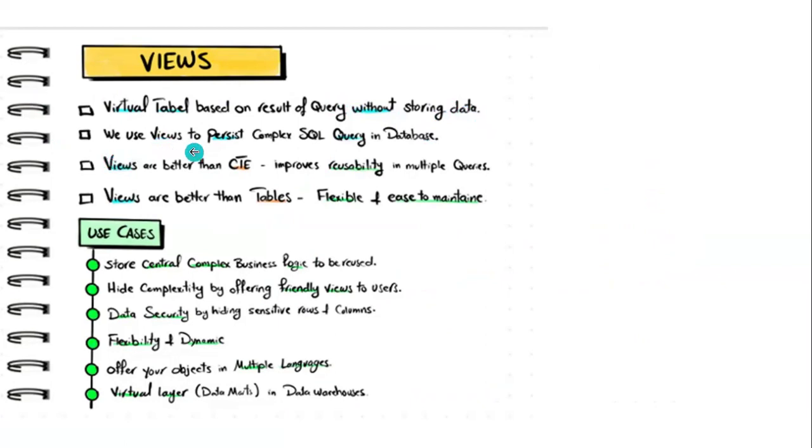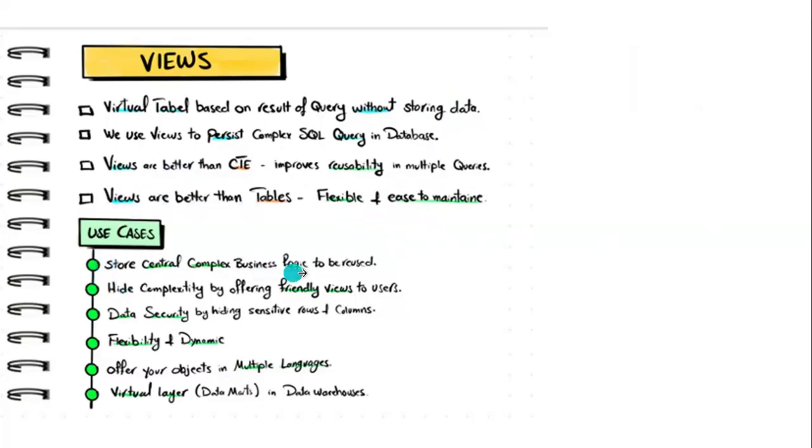We use views to persist complex SQL queries in the database. Views are better than CTEs because they improve reusability in multiple queries. So what is happening in the CTE? I cannot call that temporary result set outside the query, right? But here I can use this view anywhere in the database. Okay, views are better than tables because they are flexible and easy to maintain.